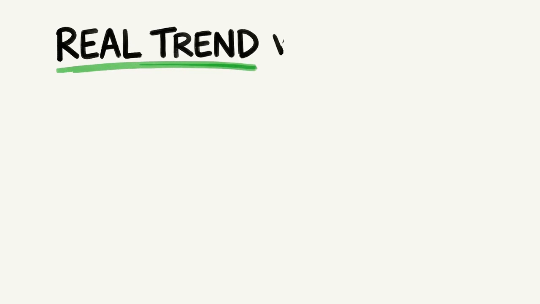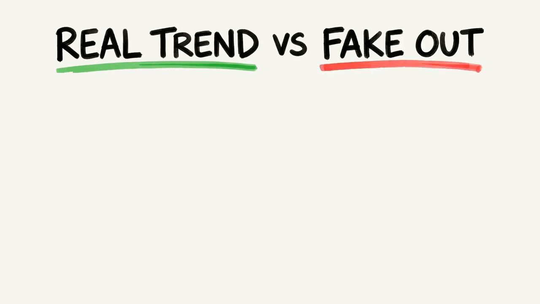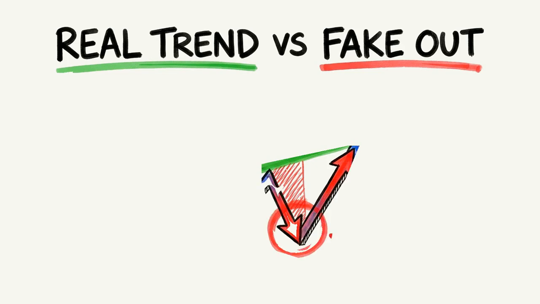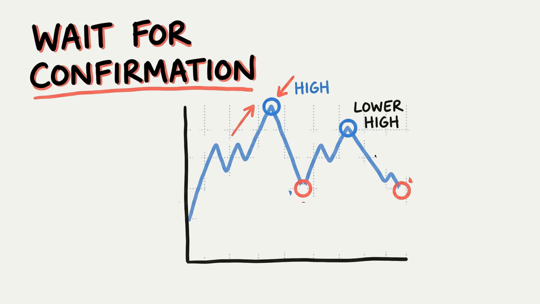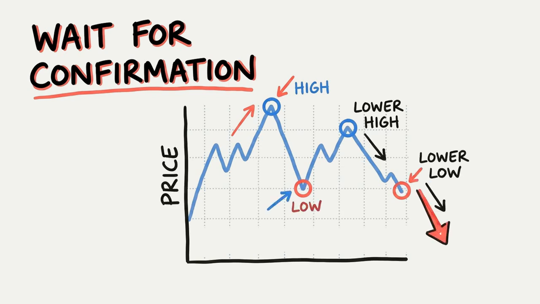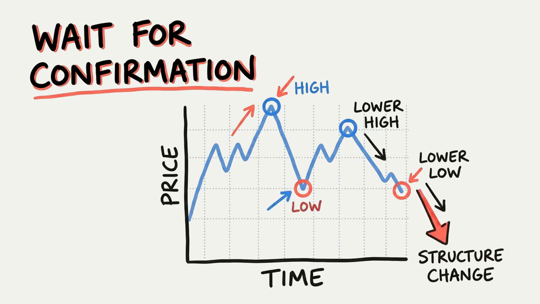One more important idea: real trend versus fake out. Sometimes price briefly breaks a trend line, then quickly snaps back. That's called a fake out. One dramatic candle alone does not mean the trend has changed. Instead, look for confirmation. Does the market actually begin making lower highs and lower lows? That structure change is the real signal. Focus more on the overall pattern than on one sudden move.